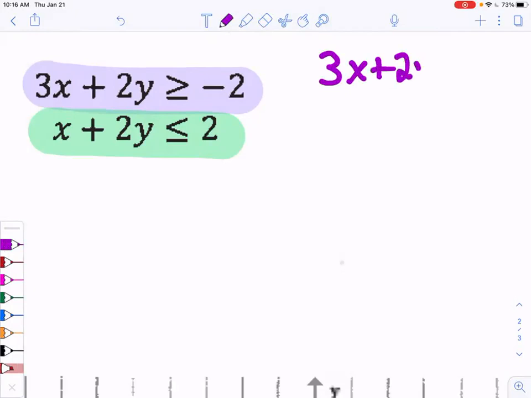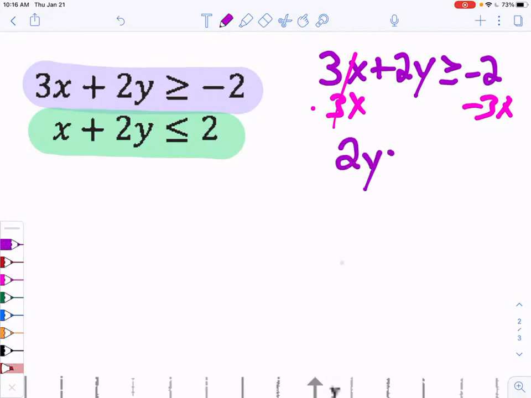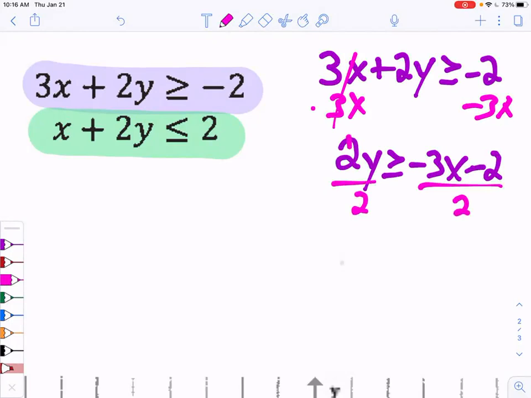3x plus 2y is greater than or equal to -2. What's the first step solving here? Subtract the 3x. And we get 2y is greater than or equal to -3 minus 2. And then you divide by 2. So you're going to solve here and then graph that way. That did go fast, huh?